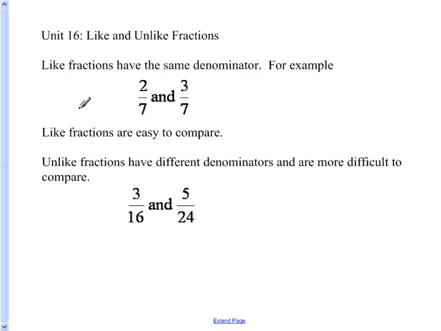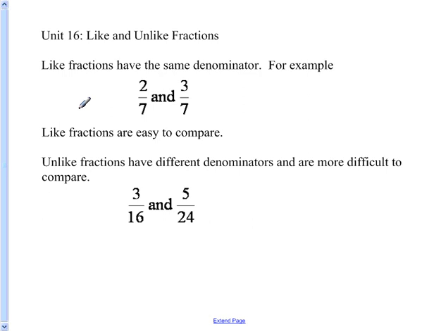In this lesson, we're talking about like and unlike fractions. Like fractions are fractions that have the same denominator. So if we look at this first example of 2/7 and 3/7, we would call these like fractions. When fractions are like fractions, it's easy to determine which one's larger and which one's smaller.